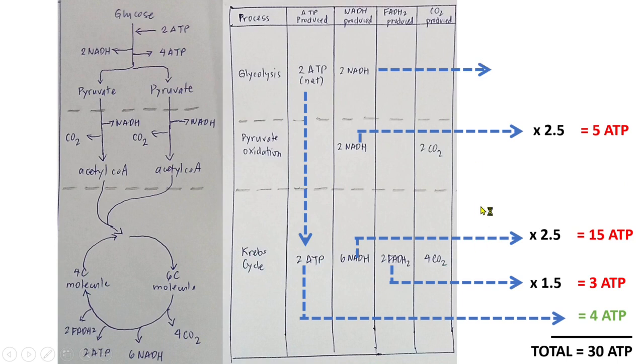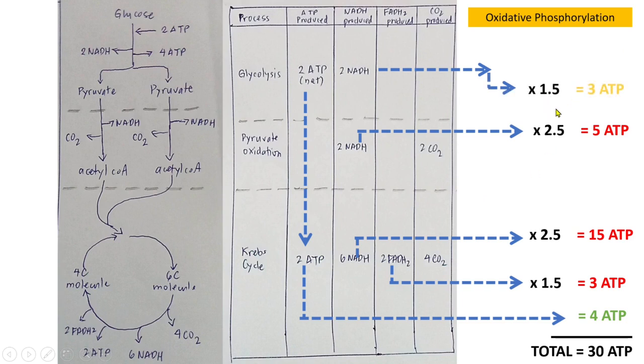Now, if we're going to go towards the second pathway, then we will have a smaller amount of ATP because the multiplier is 1.5, therefore it becomes 3 ATP. So let's look at that. 3 plus 5 is 8, plus 15 is 23, plus 3 is 26, plus 4 is 30. So the range of the ATP will be 30 to 32. So that will be the answer to that.